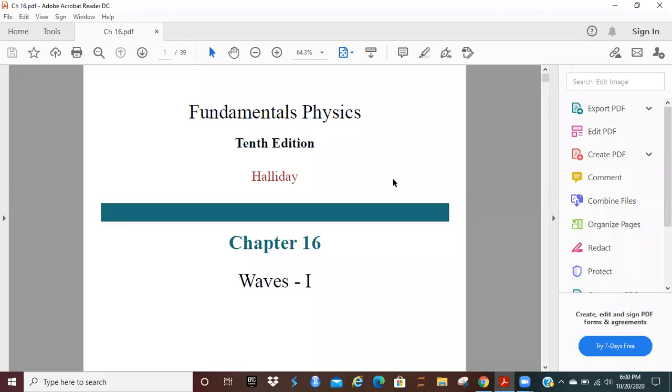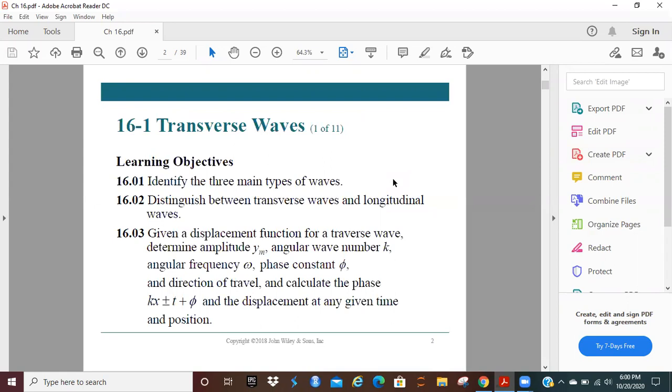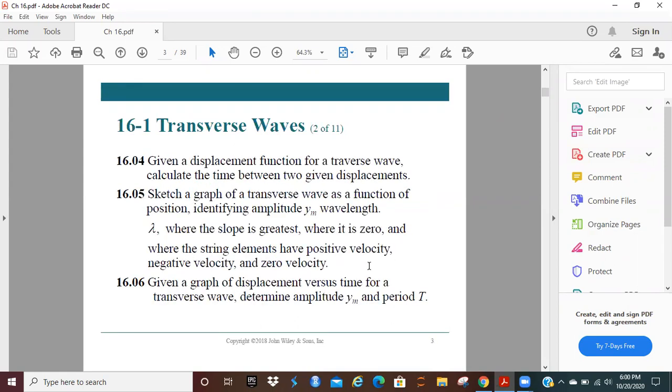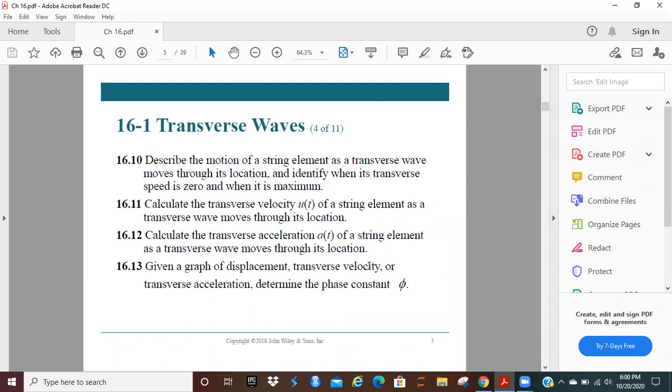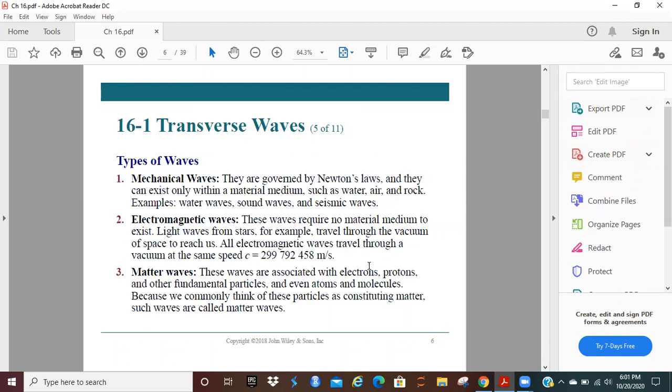Okay, this is going to be the lecture over chapter 16. We're going to do the first part of waves, and the following week we will end up doing the second part. All right, so we'll start out here.